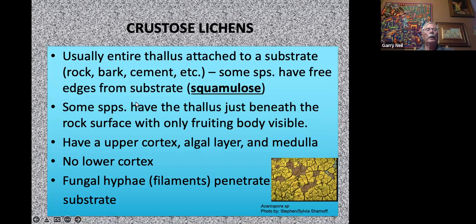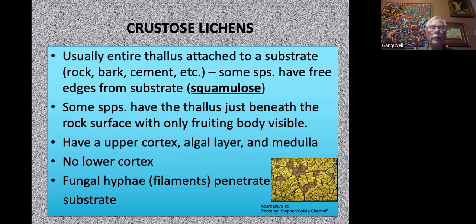Now, usually in the crustose lichens, the entire thallus, the body of the lichen, is attached to the substrate: rock, bark, cement, etc. Some of these species do have some free parts maybe lifting up, but it's not consistent. And so you have to be careful when people do taxonomy: is it squamulose, or is it an actual crustose and not a squamulose lichen? Normally what you do, you look at the edges.